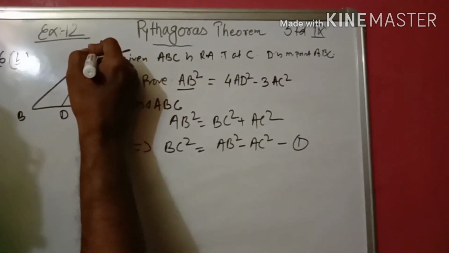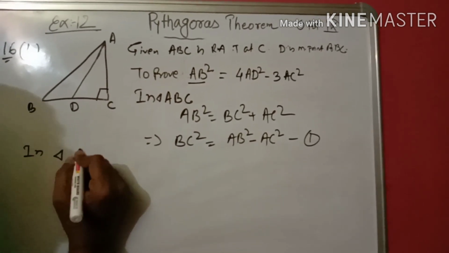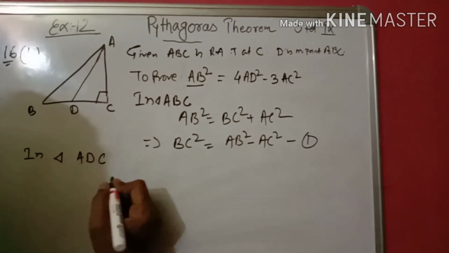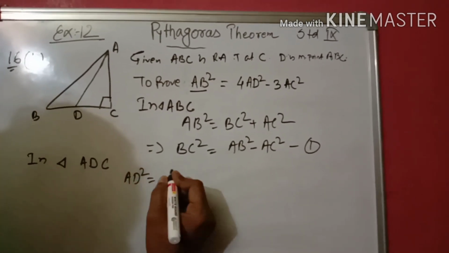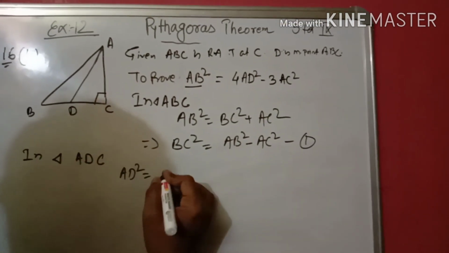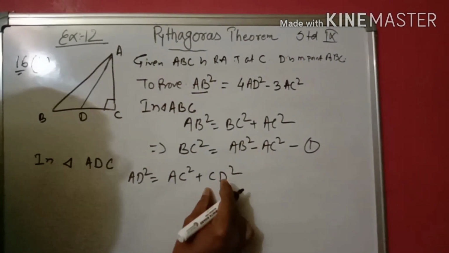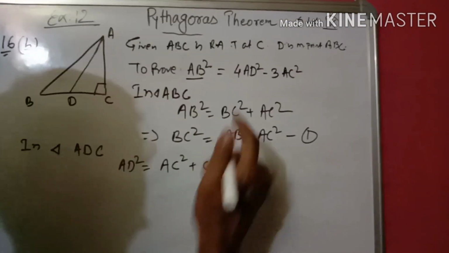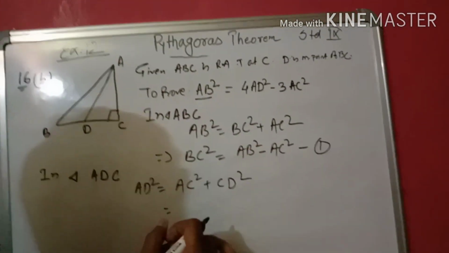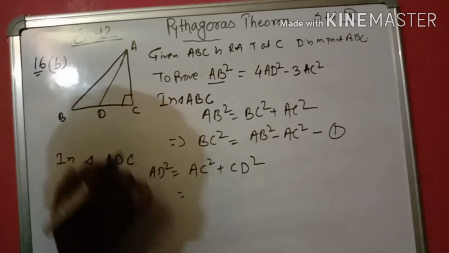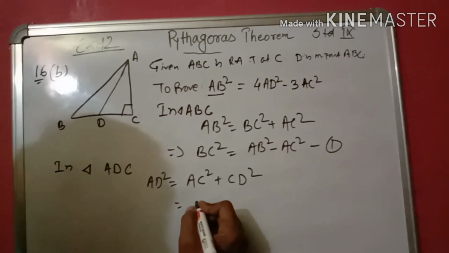Now I am going to compare this triangle. In triangle ADC, AD square equal to AC square plus CD square. Because we have to find this part, CD equal to half of BC.